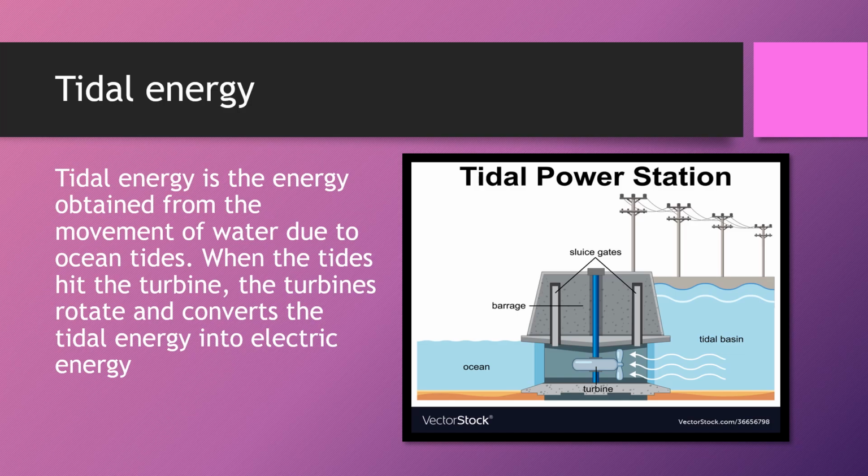Tidal energy. Tidal energy is the energy obtained from the movement of water due to ocean tides. When the tides hit, the turbines rotate and convert the tidal energy into electric energy. The adjacent diagram shows how tidal energy is converted into electricity in the tidal power station.